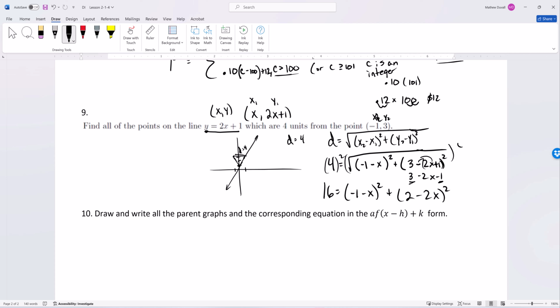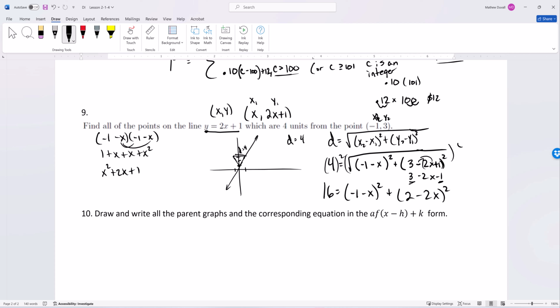Now I need to multiply this all out. So (negative 1 minus x) times (negative 1 minus x). So negative 1 times negative 1 is 1. Negative 1 times negative x is positive x. Positive x. Positive x squared. So that's going to be that.